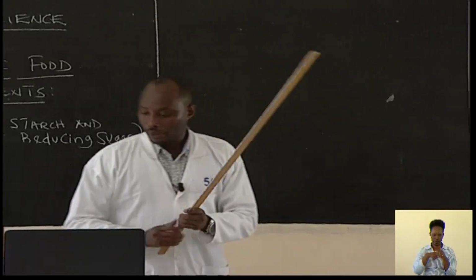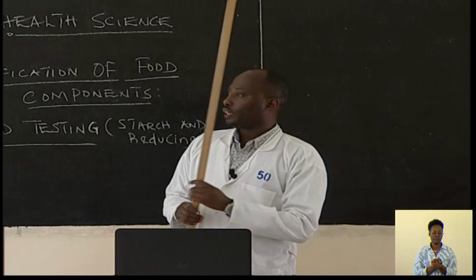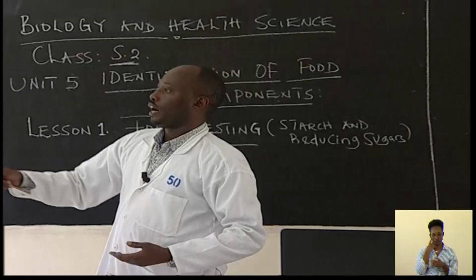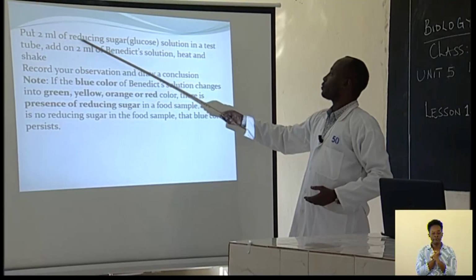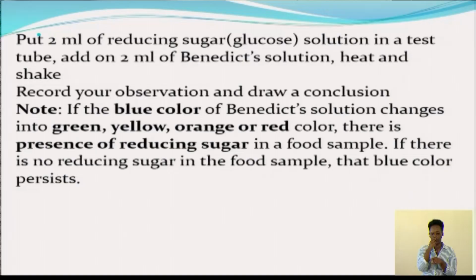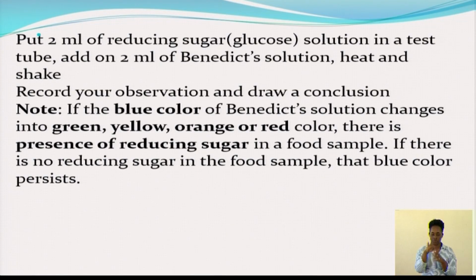Now we go to how I'm going to conduct it. I'll be putting 2 milliliters of reducing sugar, glucose, biscuit solution in a test tube, and I add 2 milliliters of Benedict's solution. Then I shake, then I heat. Then I record the observation and I draw the conclusion.